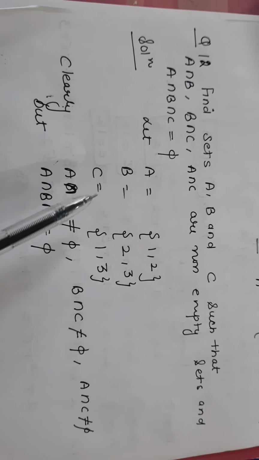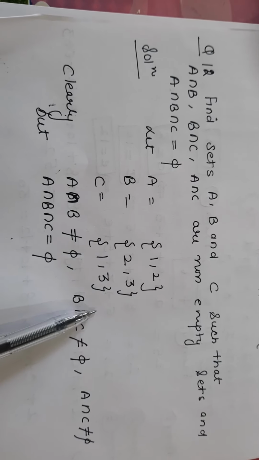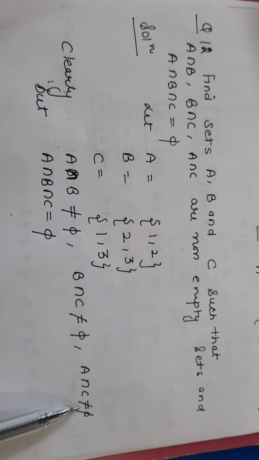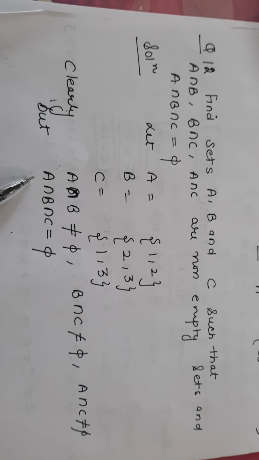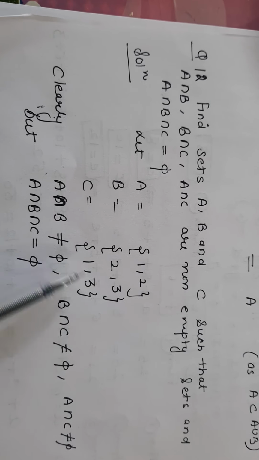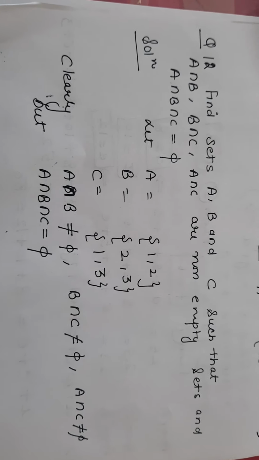So I have taken the set C as 1 and 3. Right? You can clearly check these 3 intersections are non-empty, and if you write A intersection B intersection C, as there is no element which is common here, so their intersection will be empty.